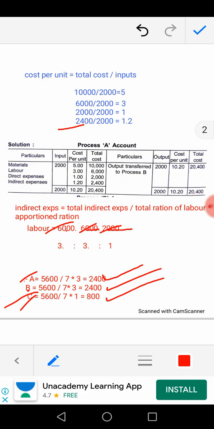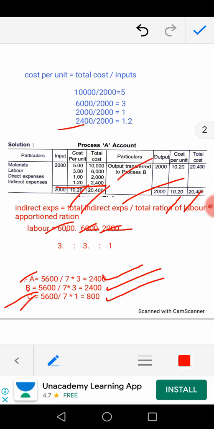So already all the expenses you have taken. Lastly you have to make the total in debit side. How much total? 2,000 units, 10.2 cost per unit, and the total amount is 20,400. Same total you have to take in the credit side: 2,000, 10.20 and 20,400. You have to put the same amount in the credit side.